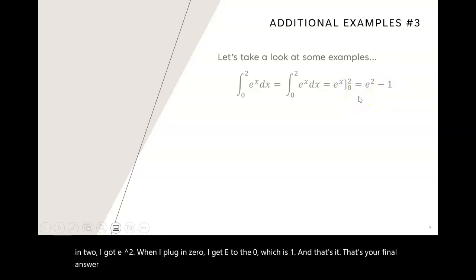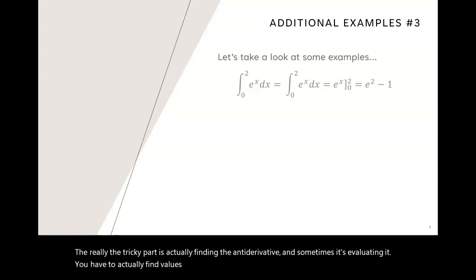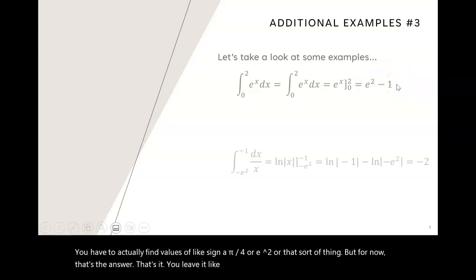How simple is this? Really, the tricky part is actually finding the antiderivative, and sometimes it's evaluating it. You have to actually find values of things like sine of pi over 4 or e squared. But for now, that's the answer. That's it. You leave it like that.